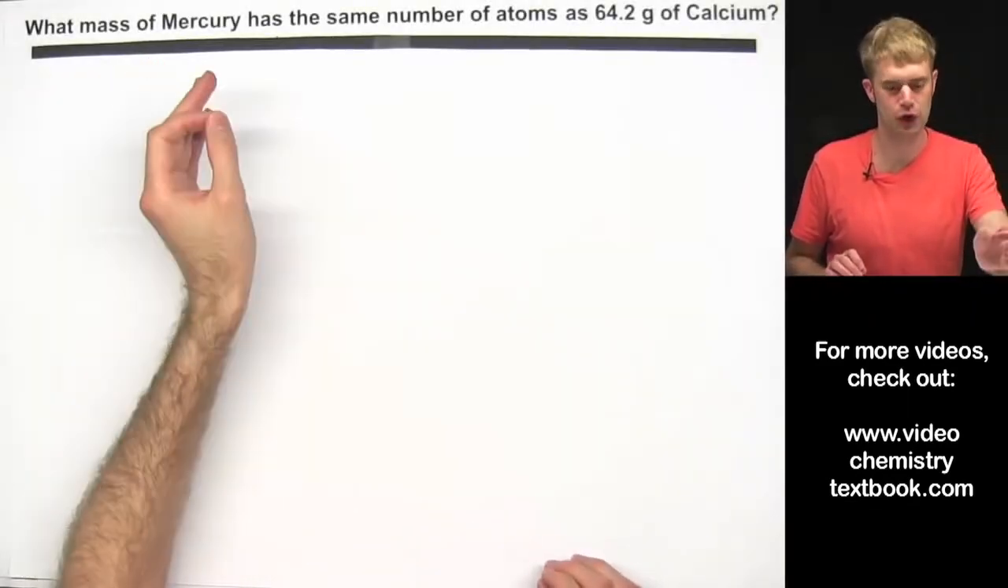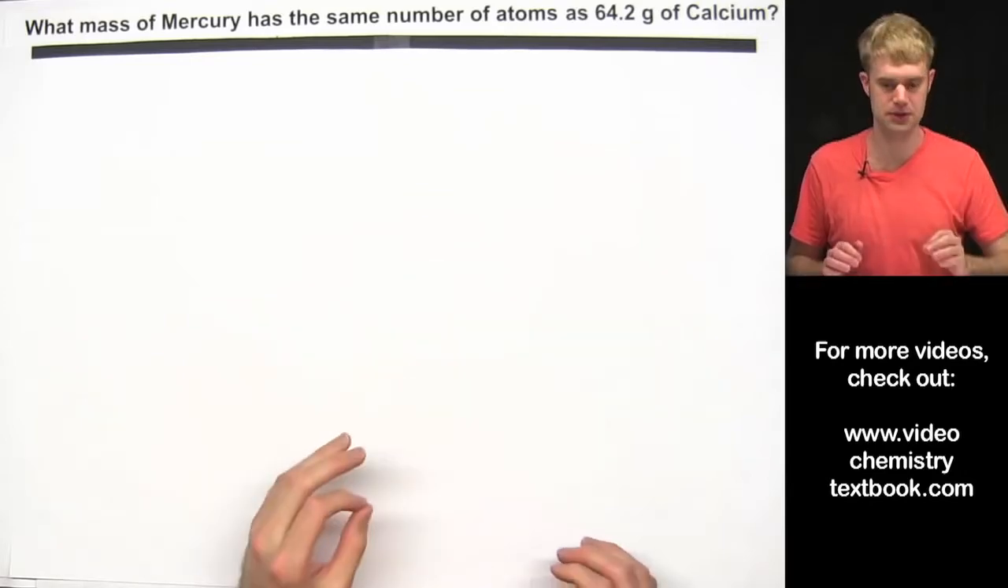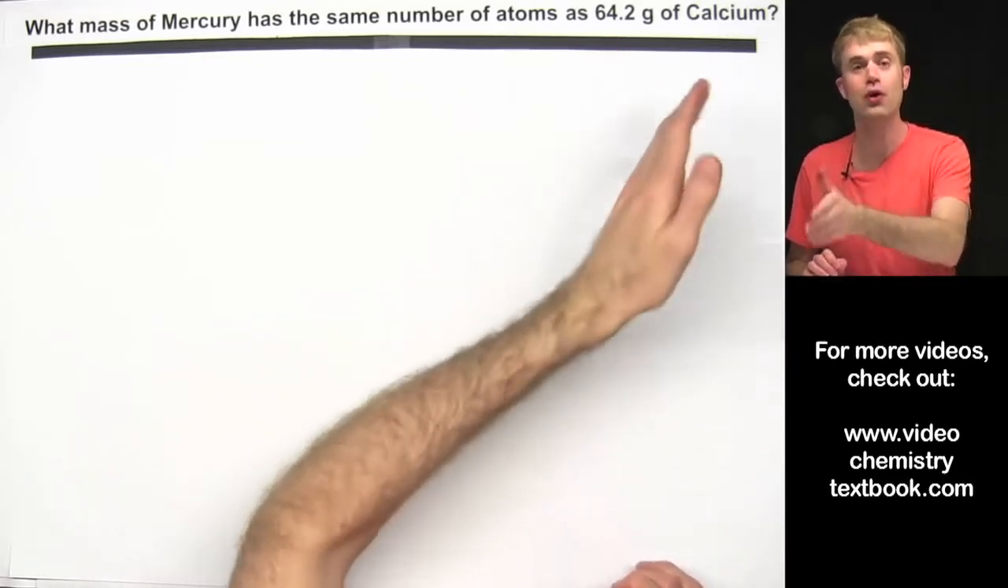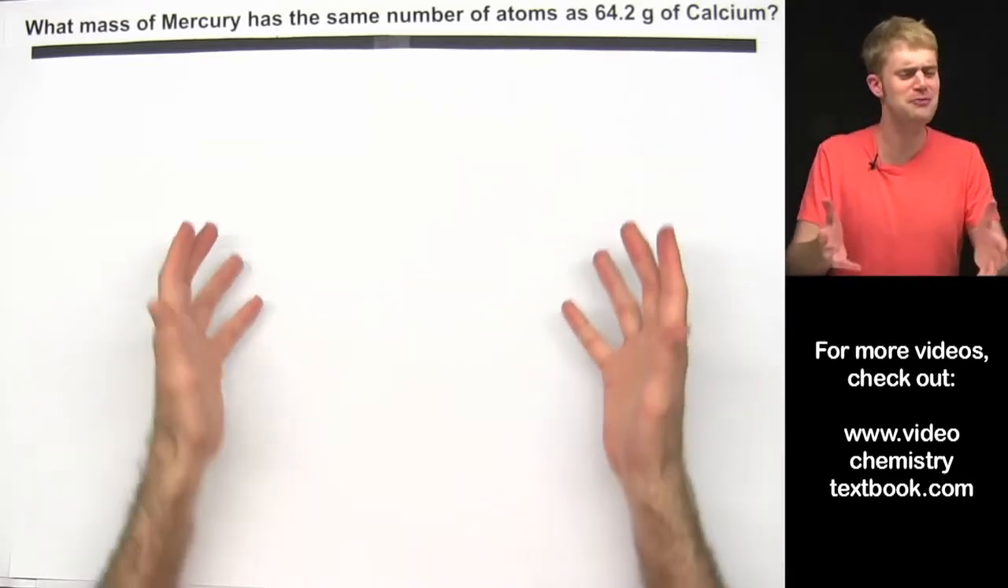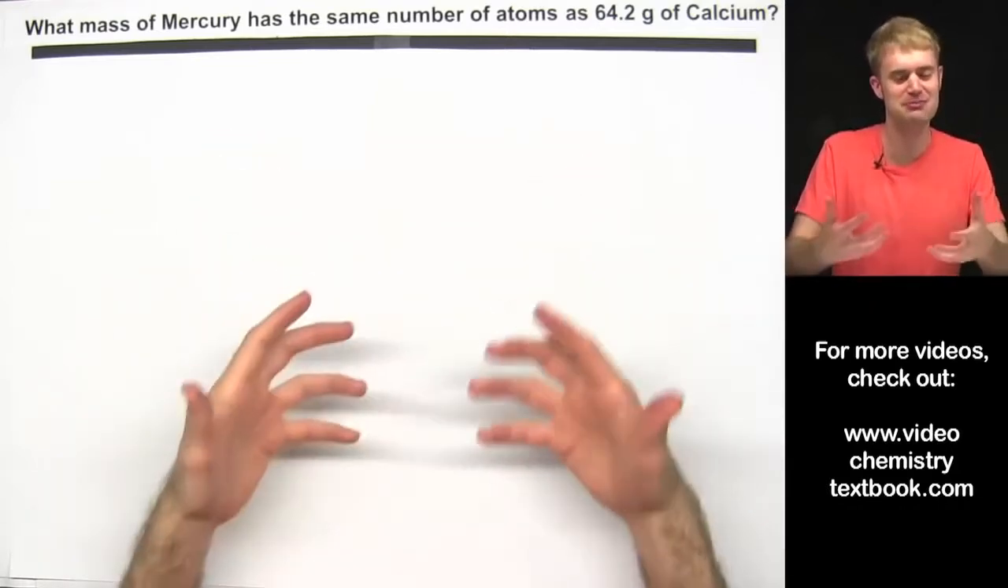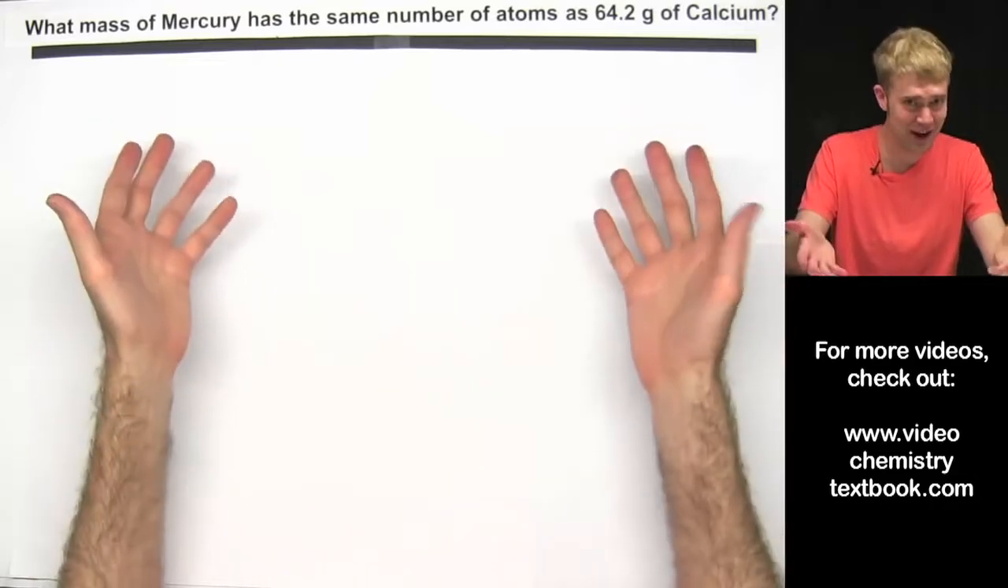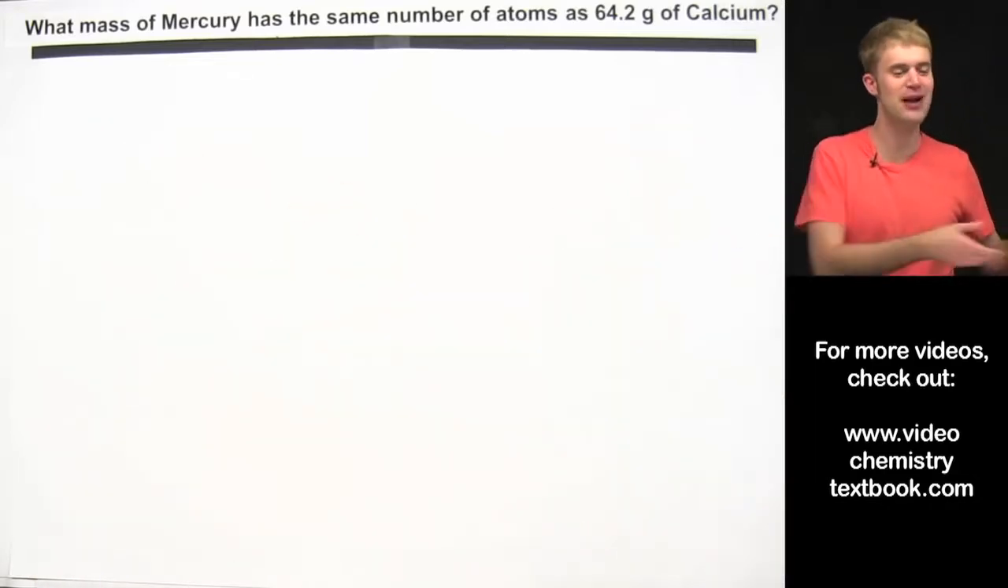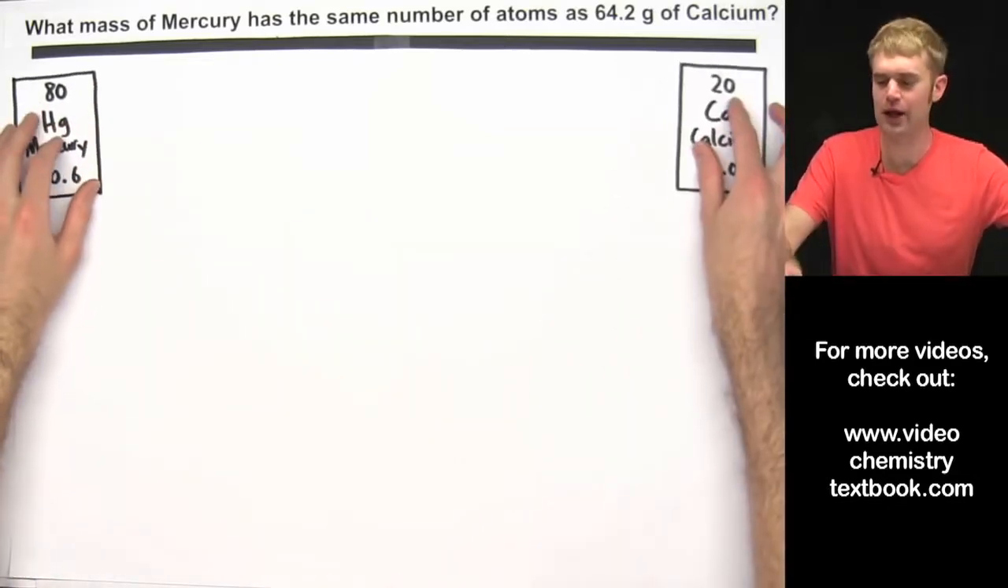What mass of mercury has the same number of atoms as 64.2 grams of calcium? I don't know about you, but I find the wording in this question really confusing. So I want to try to explain what they're actually trying to ask here so you can understand how to solve. Okay? So we got mercury and we got calcium.